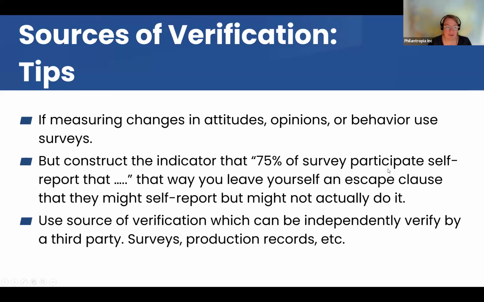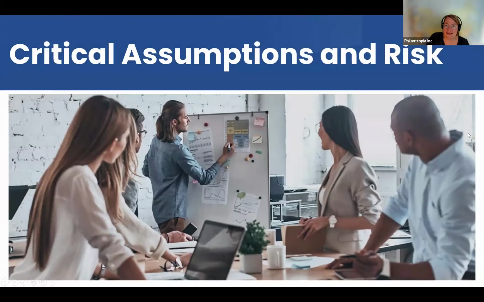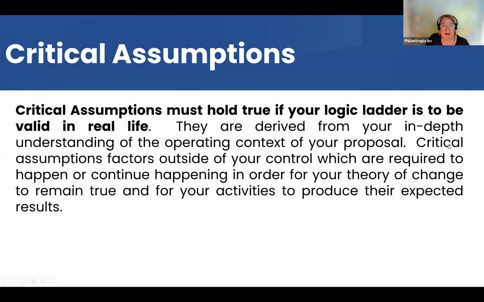And it's always good to use sources of verification that can be independently verified by a third party. So for example, surveys, production records, etc. Because then if you have to work with an external evaluator at the end of your project, it's easy to show how you came up with those things. And then just very, very quickly, critical assumptions and risks at the end, because we're almost running out of time. The critical assumptions and the risks are the very, very last column of the log frame.